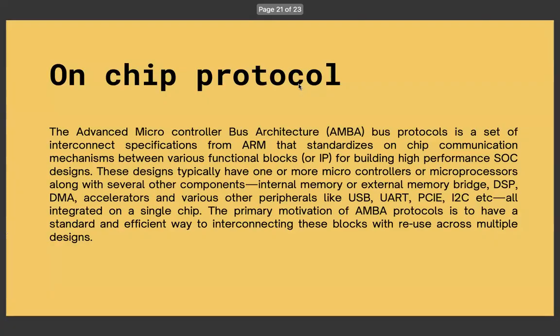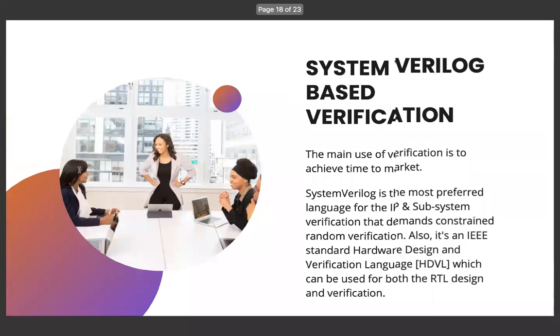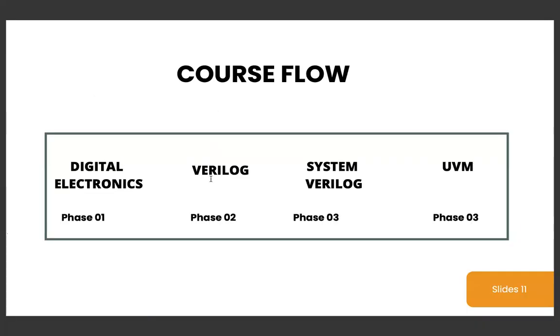The parts that we'll be covering in the course are shown here. So these are the parts: digital electronics, Verilog, design aspects, System Verilog, and UVM. Yes, this is for verification. This is primarily for ASIC verification itself, and these are the courses that we'll be covering here.